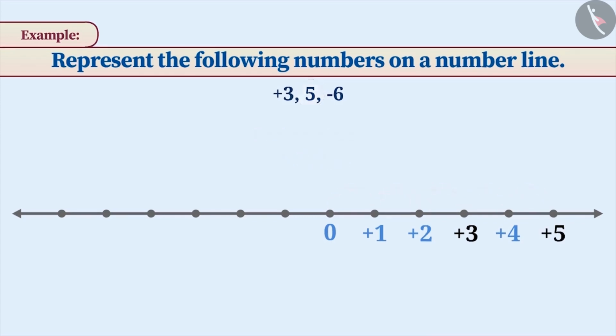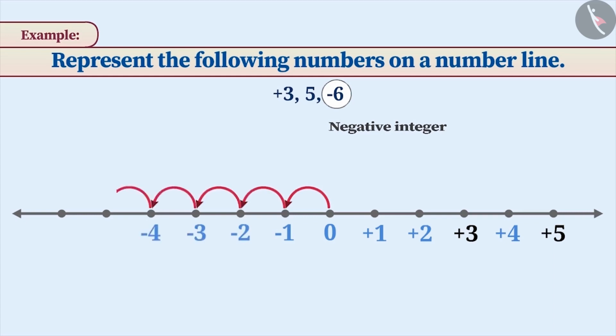The next number is -6, which is a negative integer. This is marked by moving 6 points to the left of 0. This is how we represent numbers on a number line.